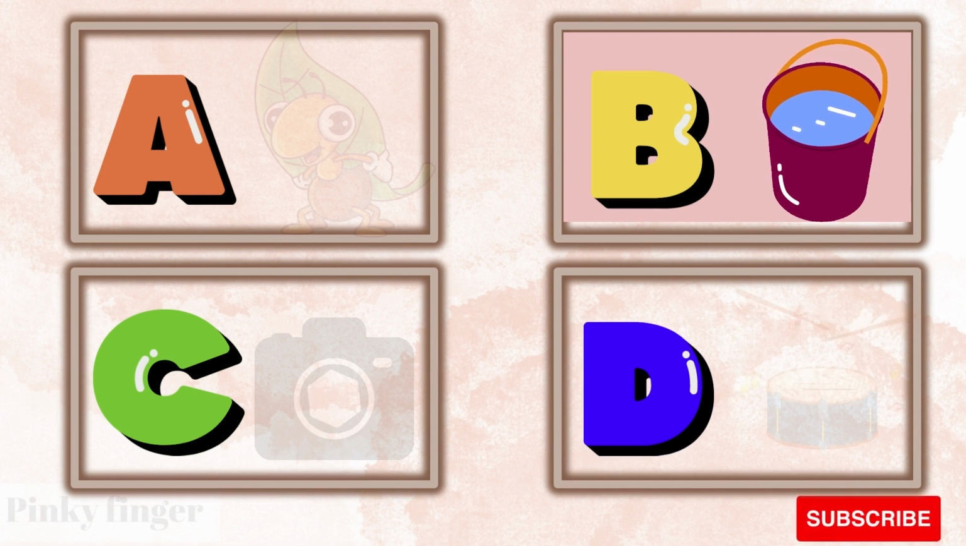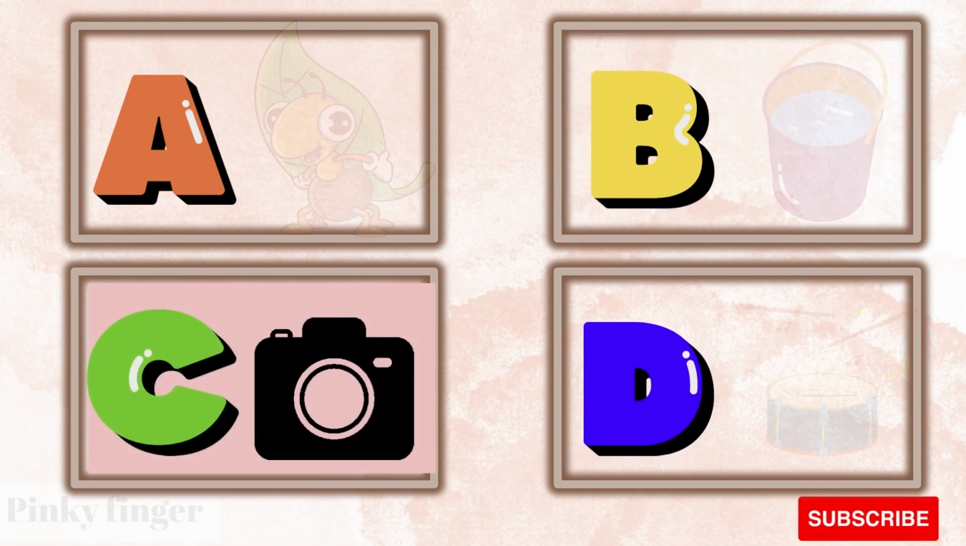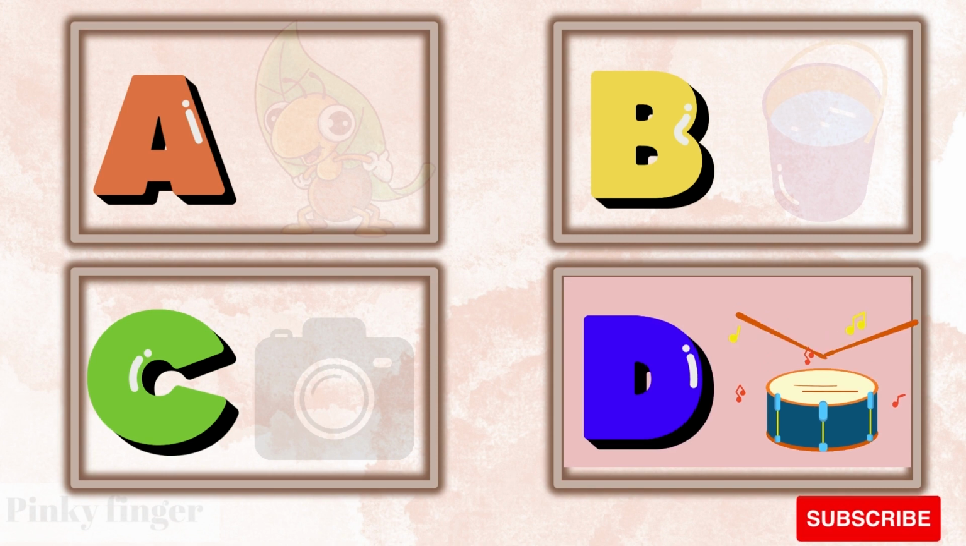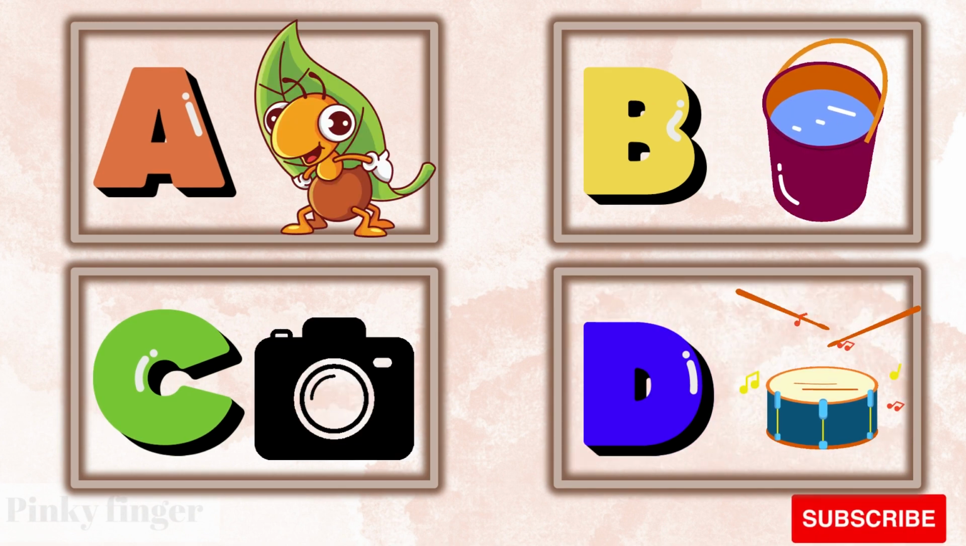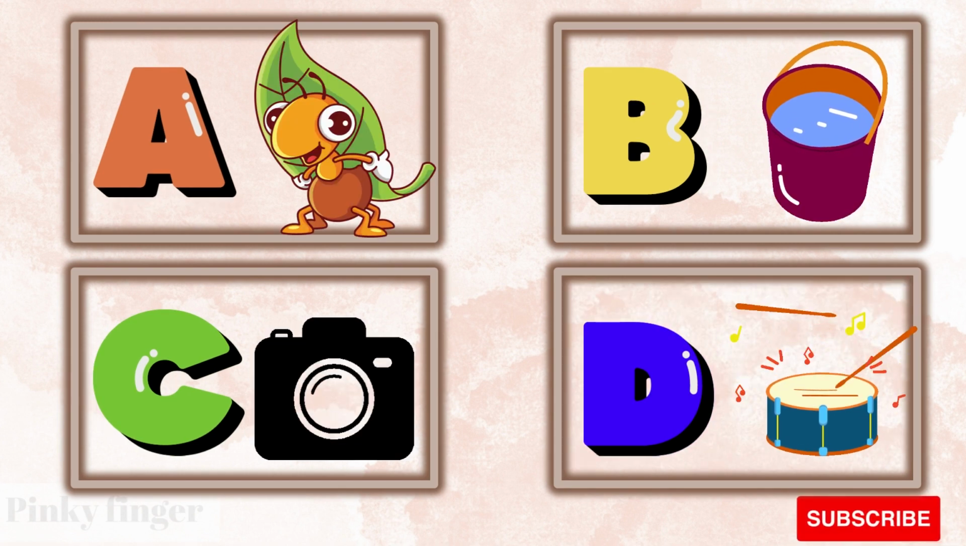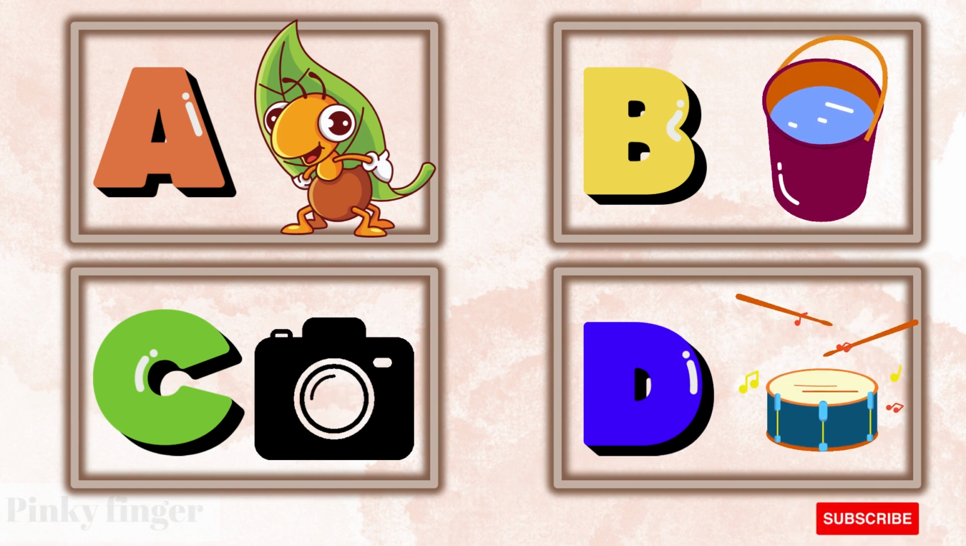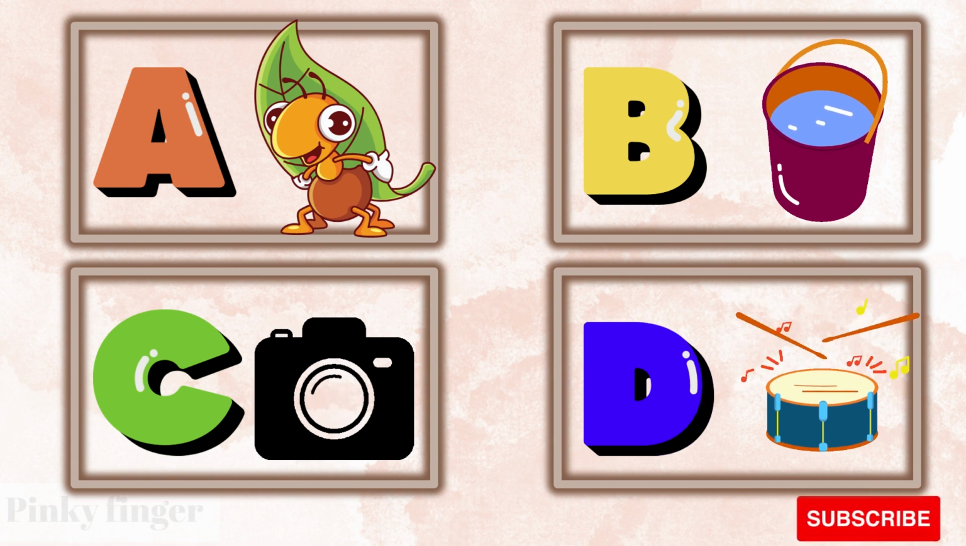B is for bucket. C is for camera. D is for drum. A is for ant. B is for bucket. C is for camera. D is for drum.